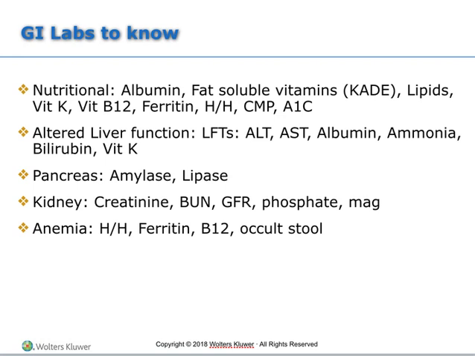That's essential for clotting. Vitamin B12, which is essential for red blood cell synthesis. We're going to look at the ferritin level. Ferritin is a protein that helps our body store iron. We're going to look at the H&H, hemoglobin and hematocrit. The complete metabolic panel, CMP, is going to look at all the electrolytes and some kidney function.